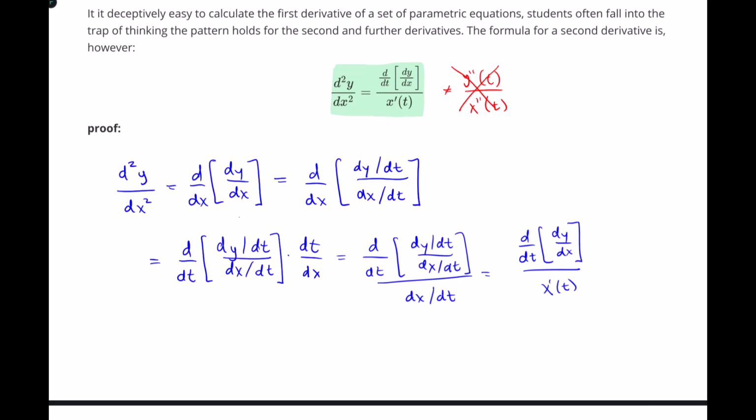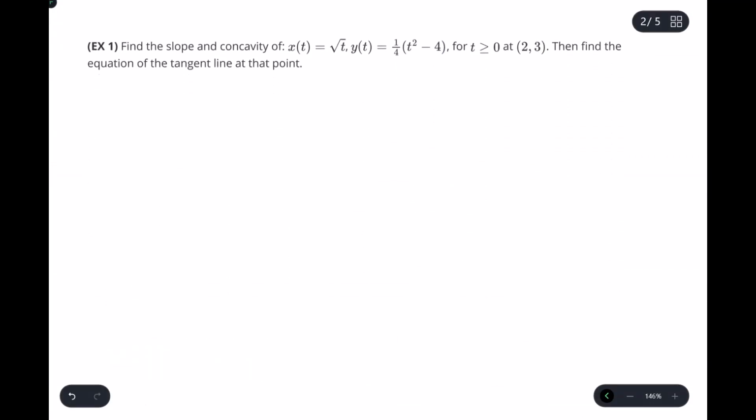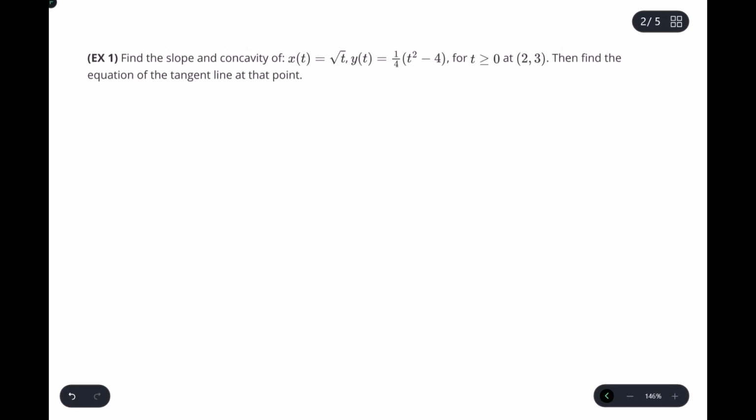Okay. So let's look at an example. Find the slope and concavity of x of t equals square root of t, y of t equals 1/4 t squared minus 4, for t greater than or equal to 0, at the point (2, 3). Then find the equation of the tangent line at that point. So we're doing all the different things that we did with derivatives from Calc 1. We're just doing it in parametric equations, that's all.